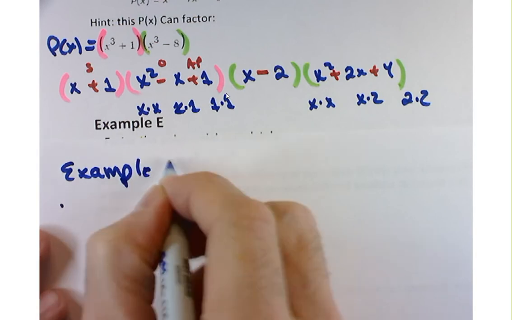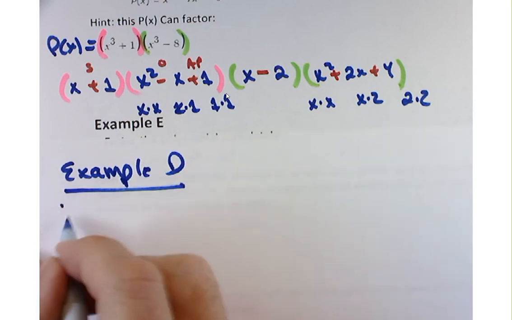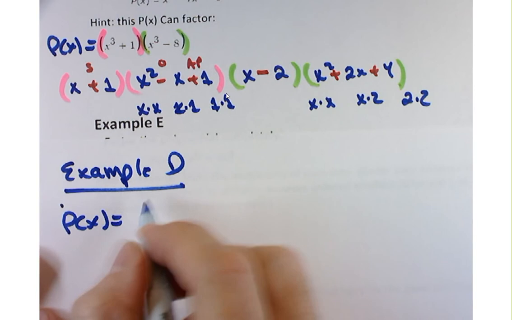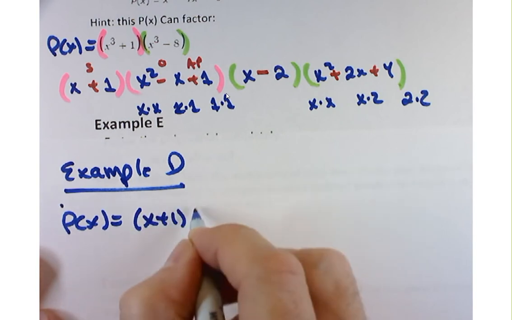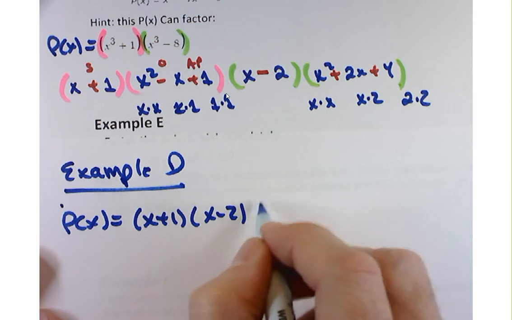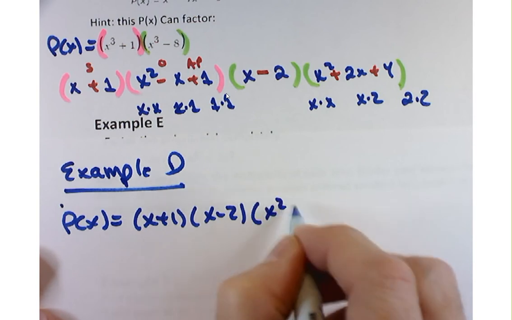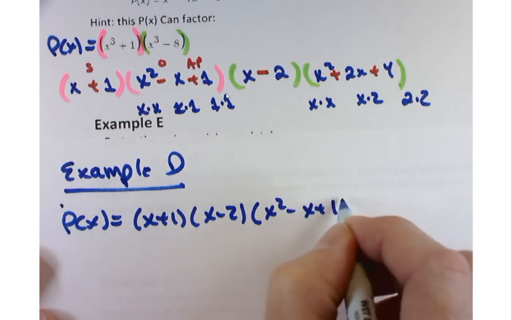Example D. P of x is x plus 1 times x minus 2. And I'm messing with the order a little bit out of my convenience.